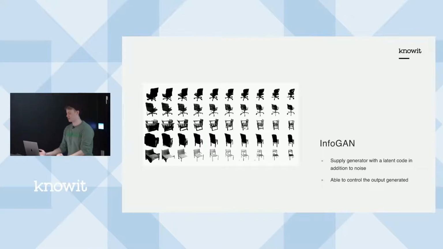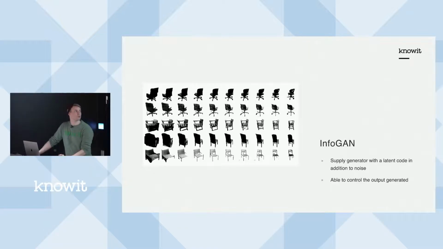Another type of network is the InfoGAN. When you generate images, usually you only put in noise, random values. You can generate a wide array of different results, but you have little control over what you're generating. So the team that created this network tried to solve it by, in addition to noise, giving the generator a latent code. By doing this, they were able to control the resulting images.